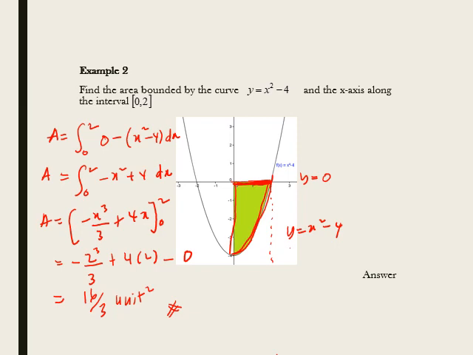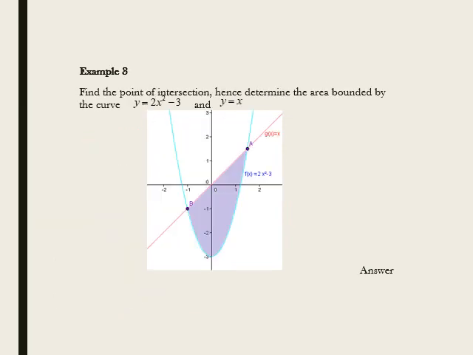Okay, we look at the next example. So now we have two curves here. We need to find the intersection points of A and B. There are two intersection points here. The intersection points determine the limits. So let us find the intersection points first.